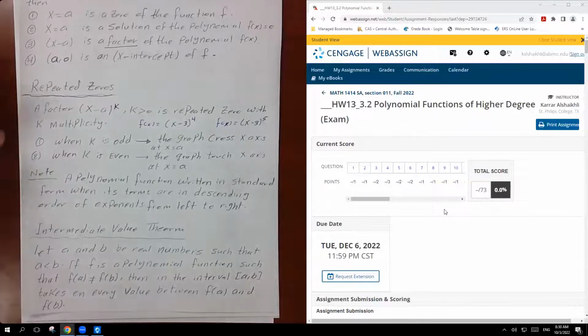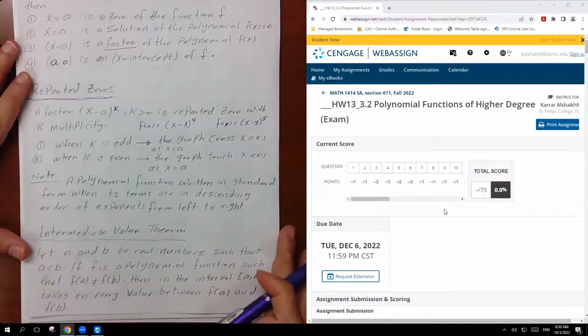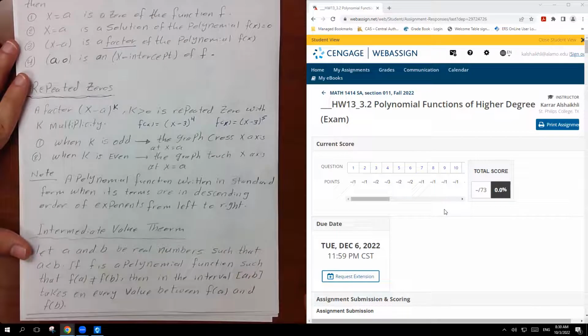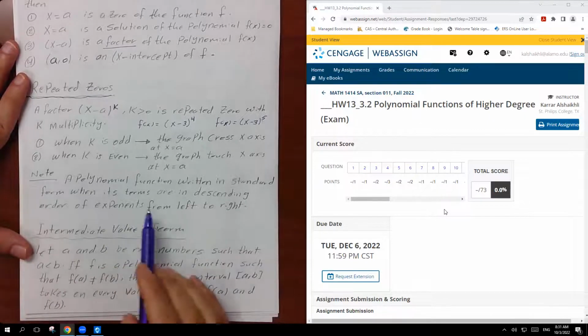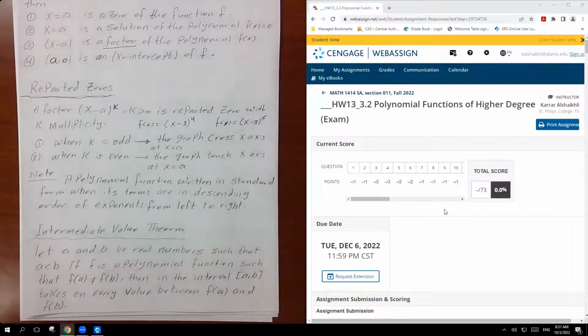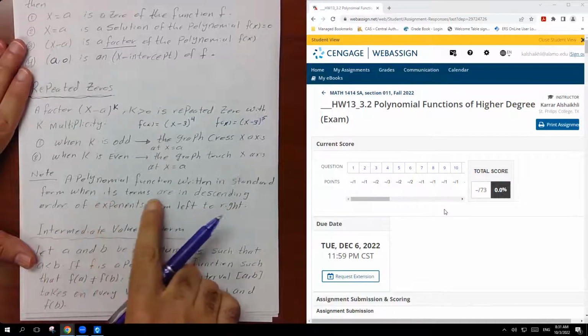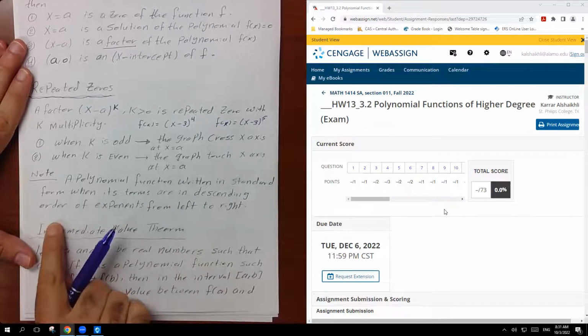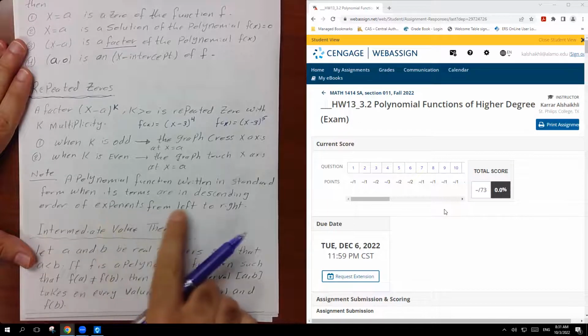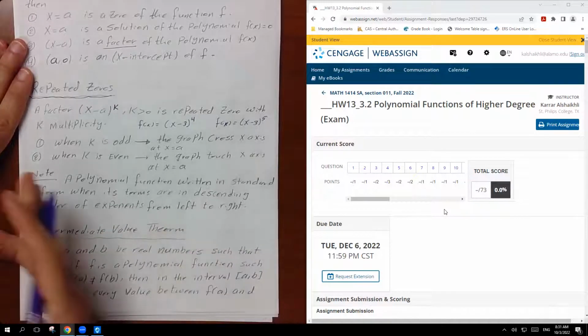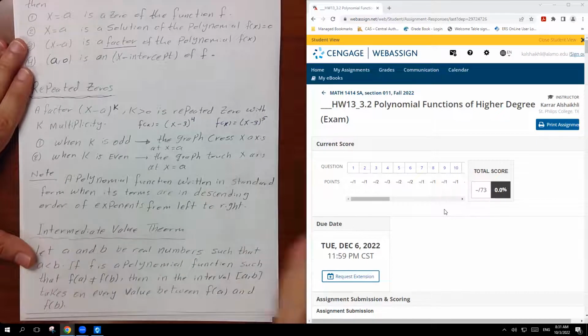This is also important. Before you start factoring the polynomial, we always have to write down the polynomial function in descending order. That means from the highest exponent to the lowest exponent before you start graphing the polynomial. A polynomial function is written in standard form when its terms are in descending order of exponents from left to right, always from the highest exponent to the lowest one.